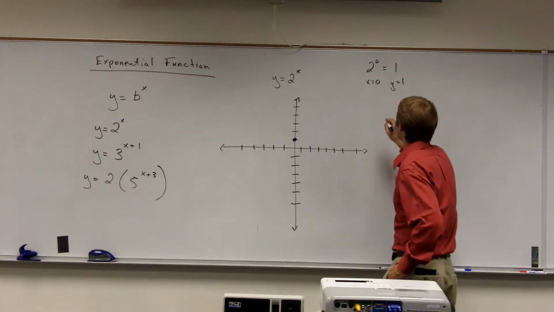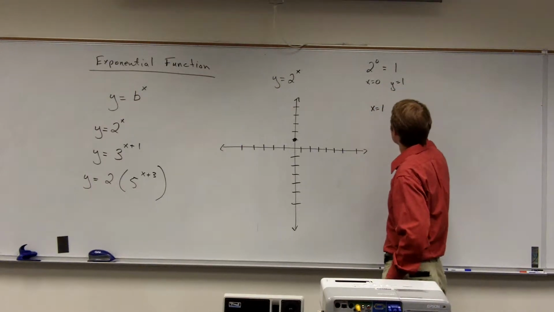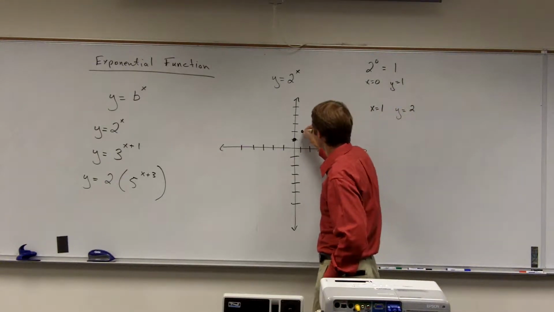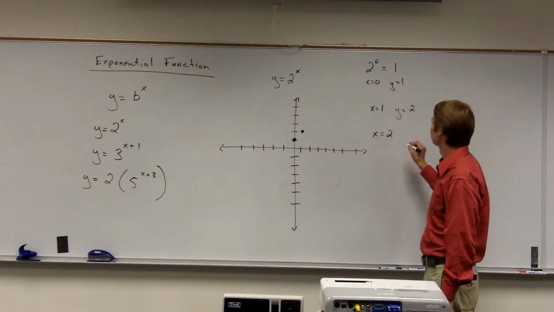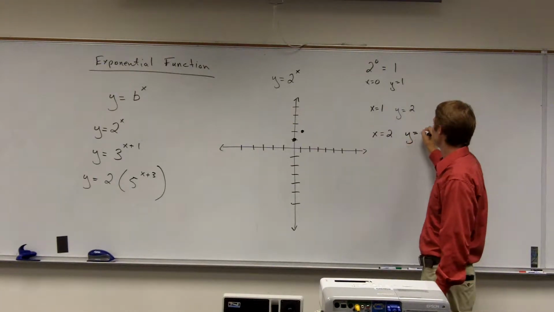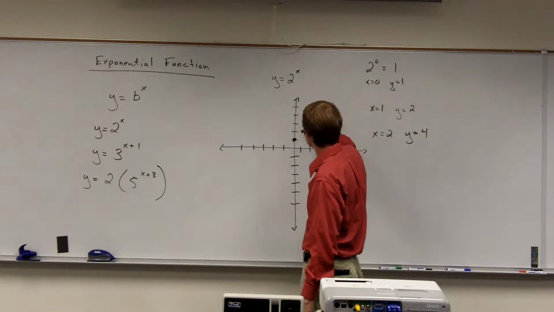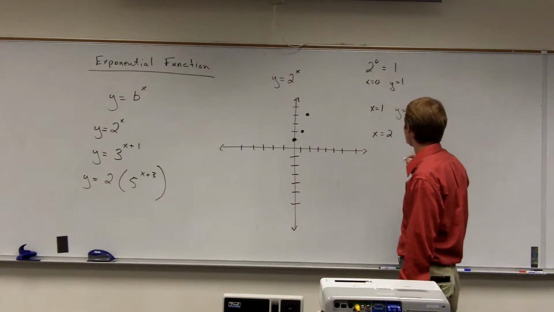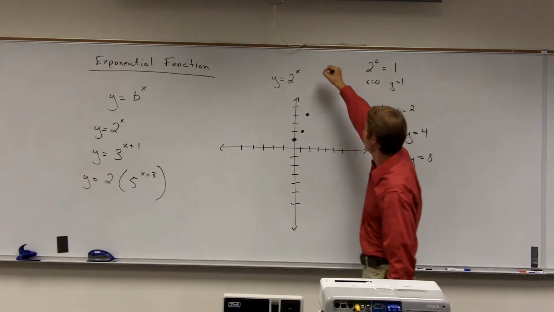So what about when x is equal to 1? Then y will equal 2, right? Okay, so point 1, 2 right here. When x is equal to 2? Okay, y will be 4. 2 squared is 4. So right here. And already you can see this thing is climbing really fast. So like if x is 3, in this case y would be 8, which is up here in our chart.